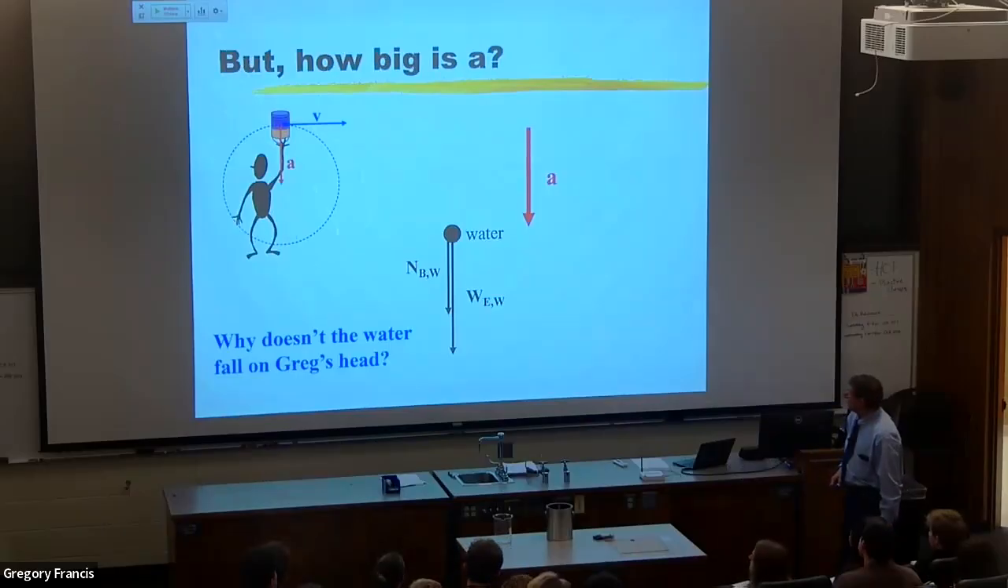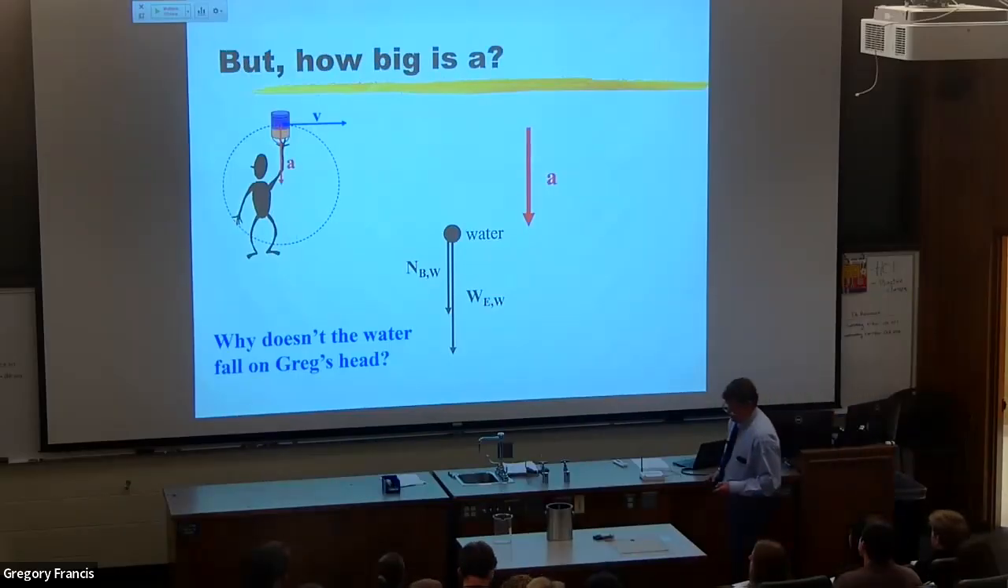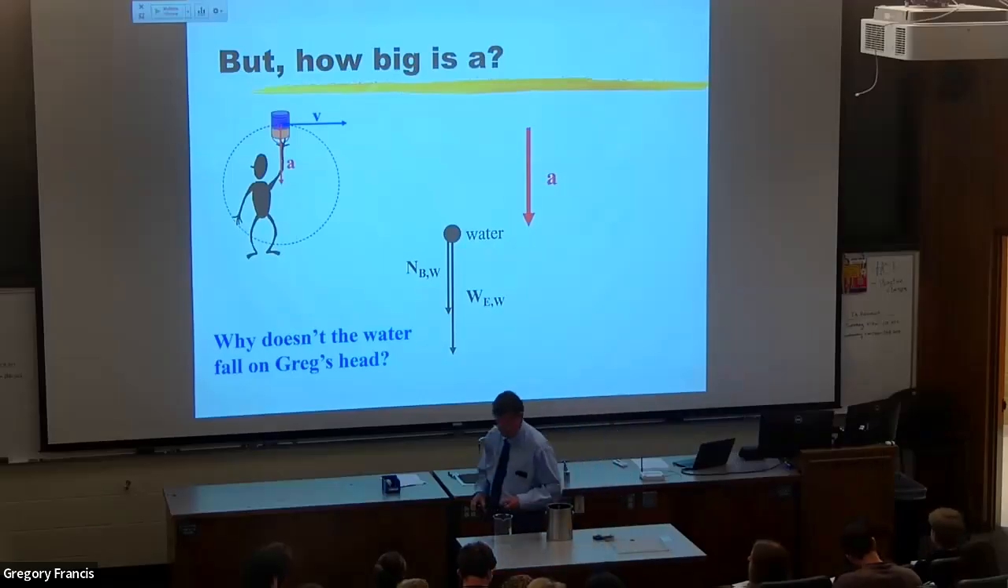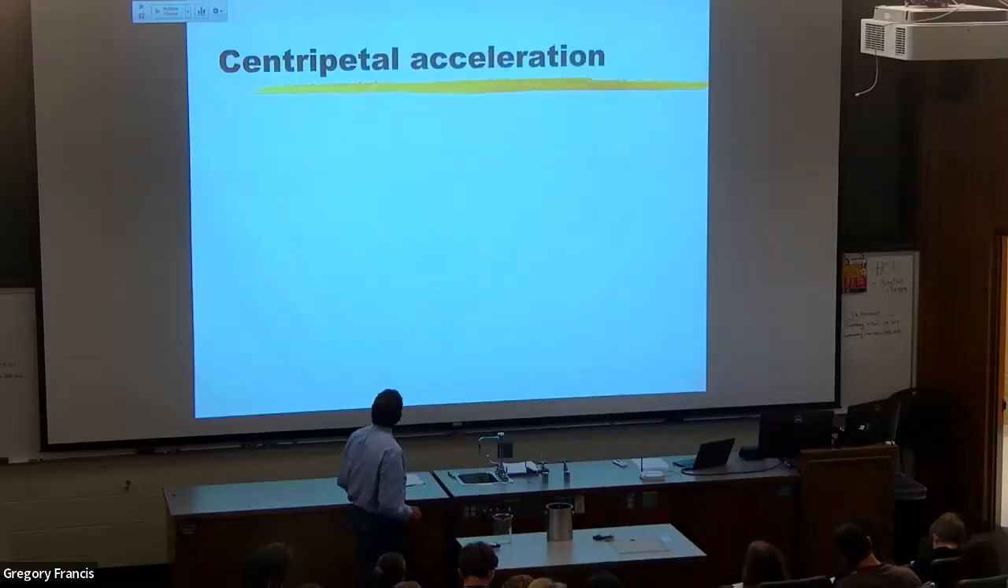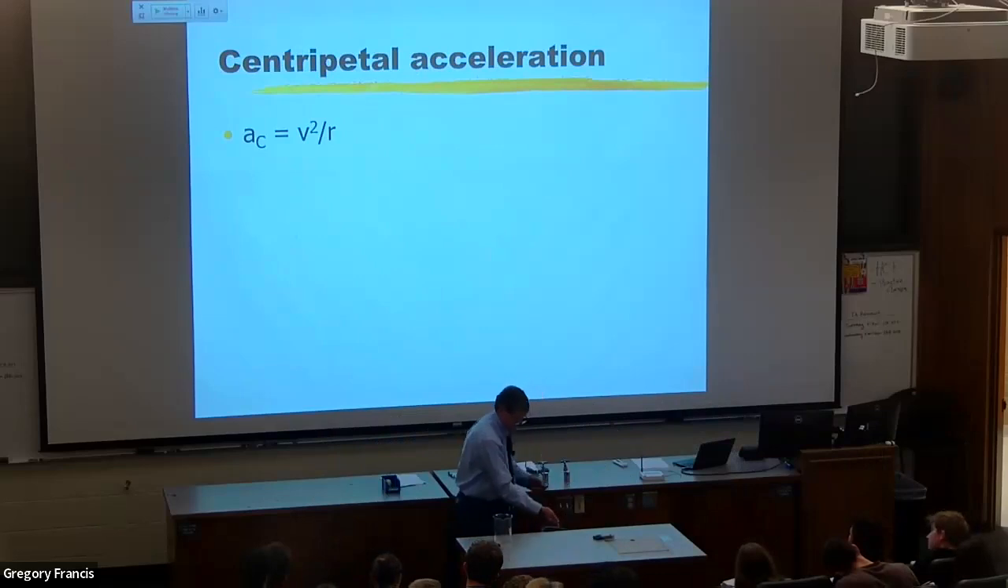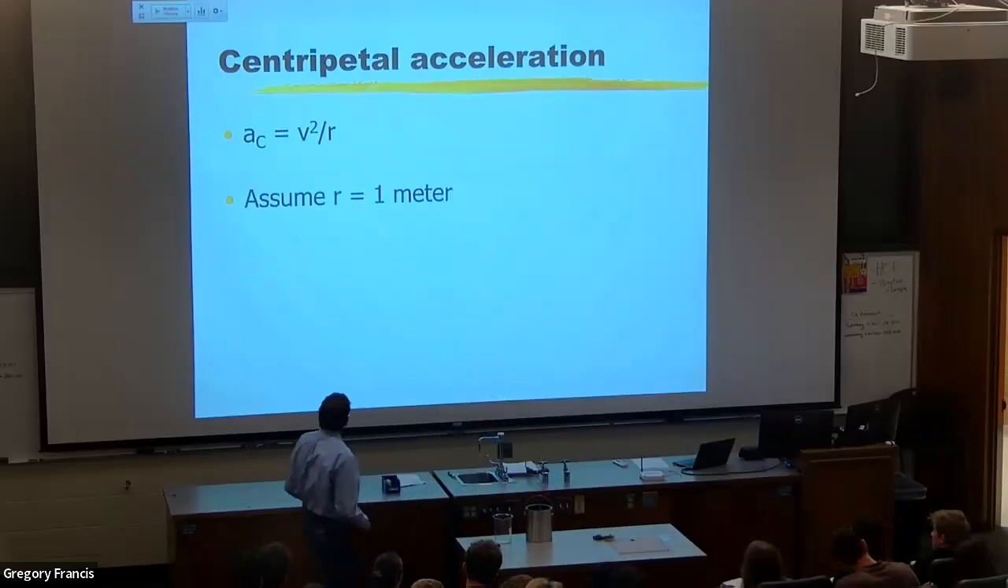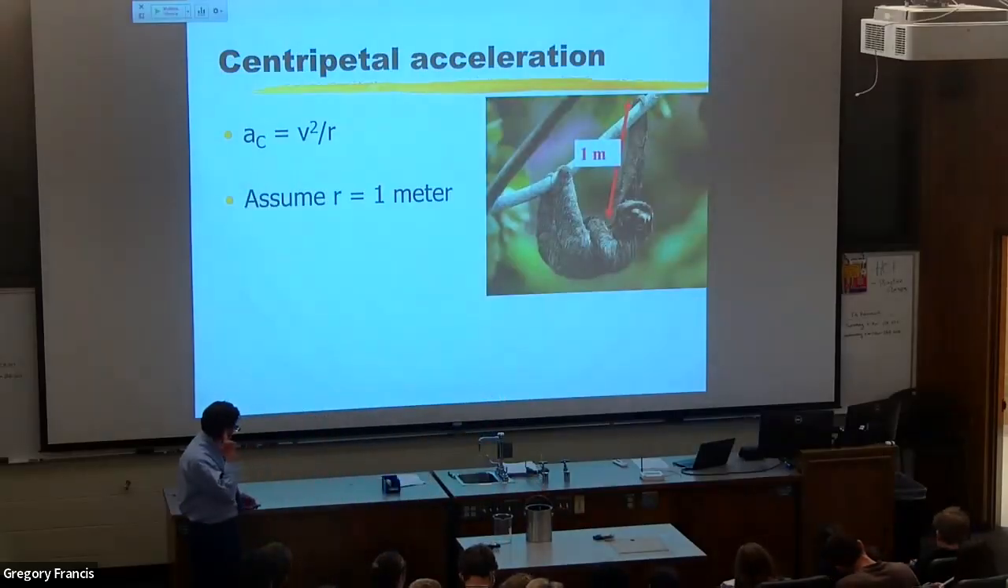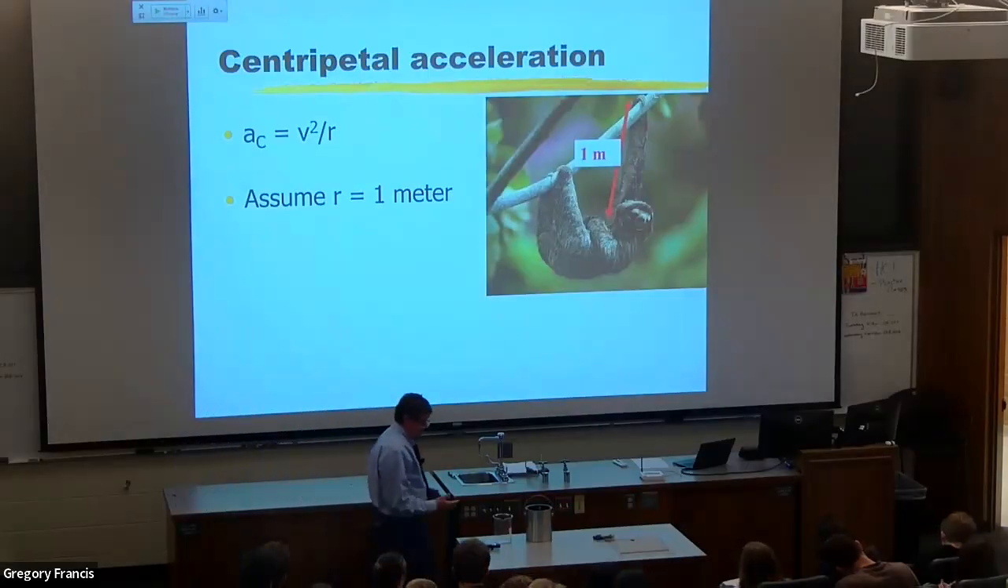Now, we want to know how big that acceleration is in order to do our calculation. So we have to make some approximations. We know the formula is v squared over r for centripetal acceleration, but what's r? Well, we're dealing with Greg. So what's that radius there? Let's call it 1 meter. And there's a picture of Greg that shows that it's about 1 meter. So what's my speed? What's my v?